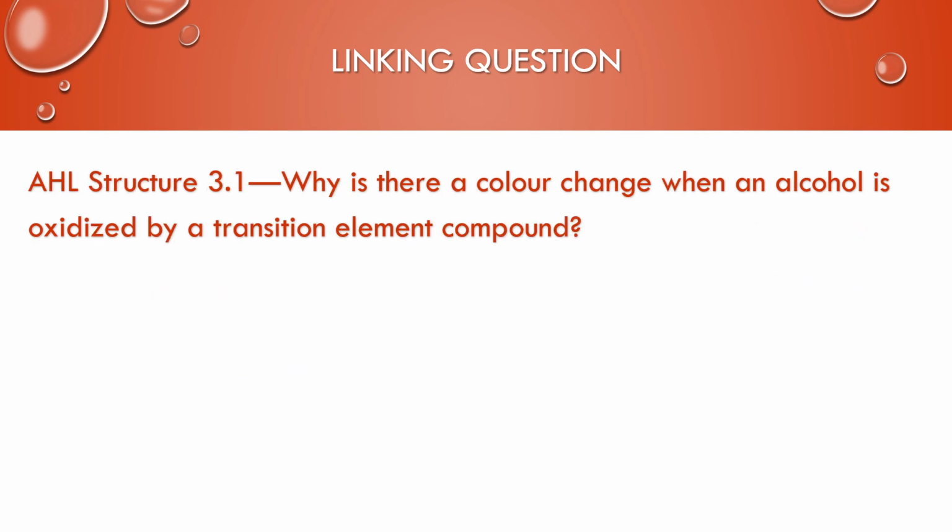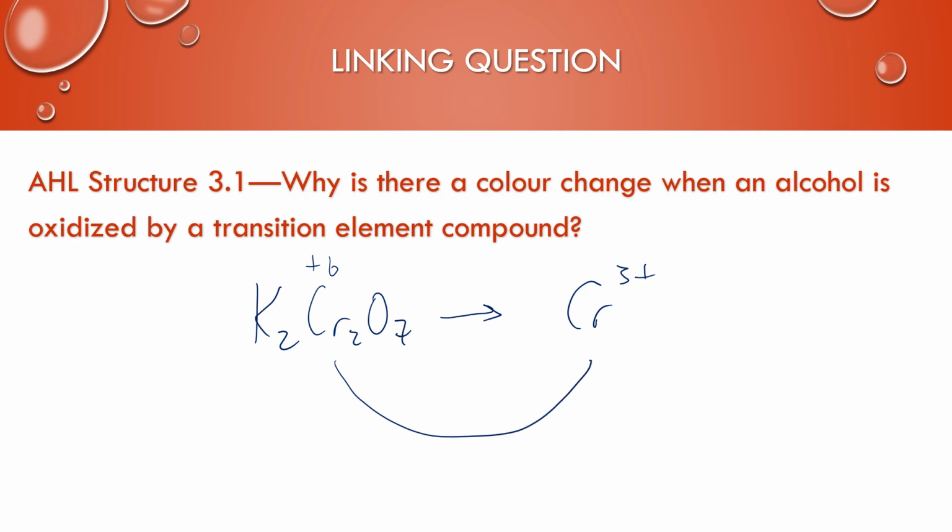And then this also links to a higher level concept back in structure 3.1. Why is there a color change when an alcohol is oxidized by a transition element compound? And it's because of the oxidizing agent, the potassium dichromate, Cr2O7^2-. And it's changing into Cr3+. And the oxidation state of the chromium in the dichromate ion is +6. So you're seeing a change in the oxidation state of chromium, which is going to change the color.